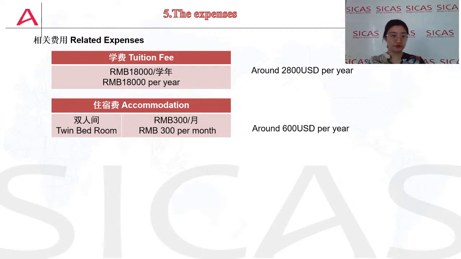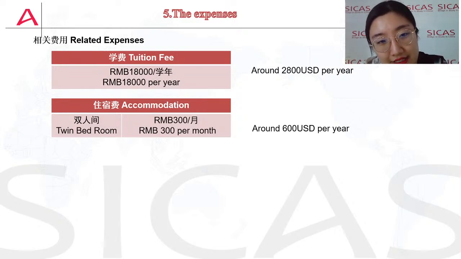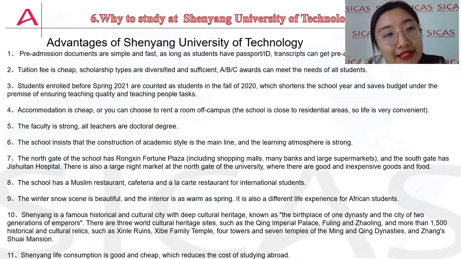And here are some of the expenses. Like we discussed before, tuition is around 18,000 RMB per year, that's around 2,800 USD. And for the accommodation, twin bedrooms are around 300 RMB per month. That's around 600 USD per year.